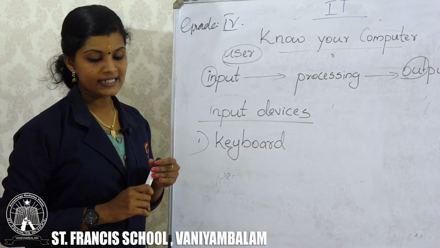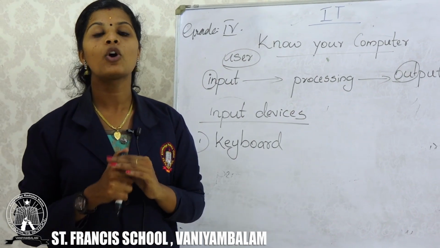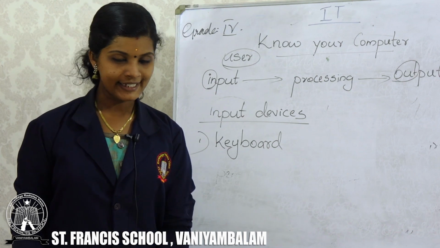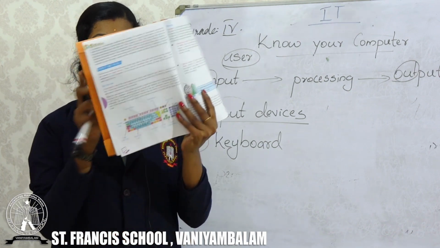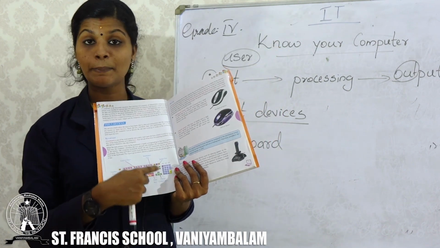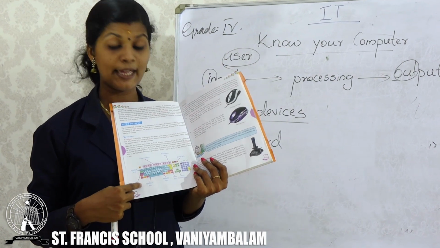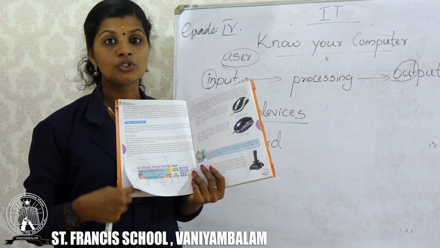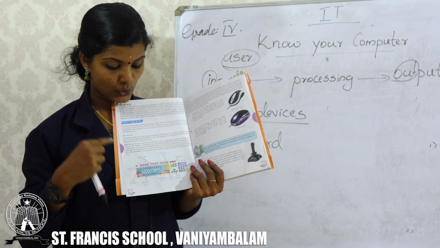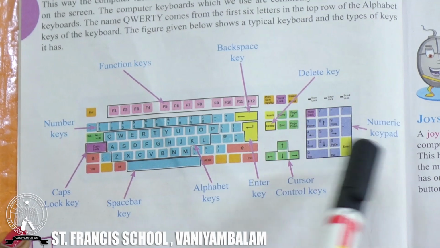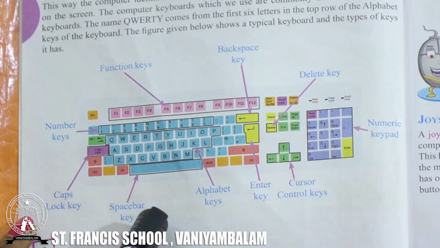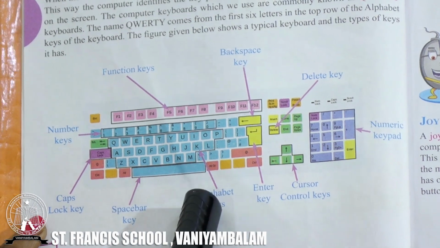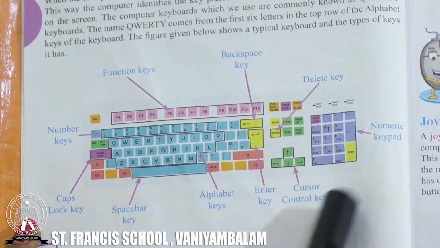keyboard. Keyboard is the main, popular, widely used input device. In the textbook, the picture of the keyboard is clearly given. You can see the names of keys, not one or two. I will read for you. Now here you can see the picture of keyboard. It is clearly given in your textbook. So take your textbook and just look at it. Here the names of keys are given.